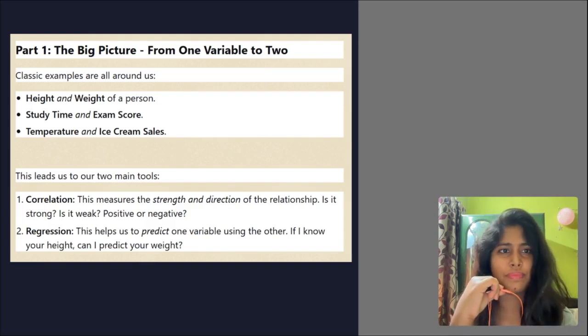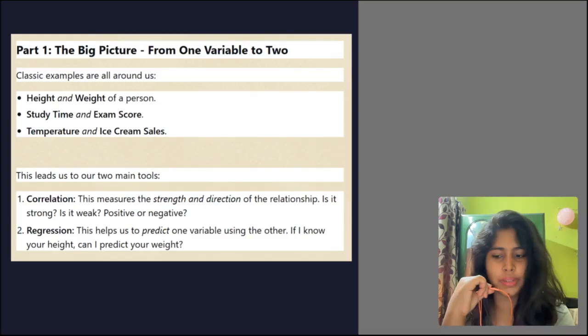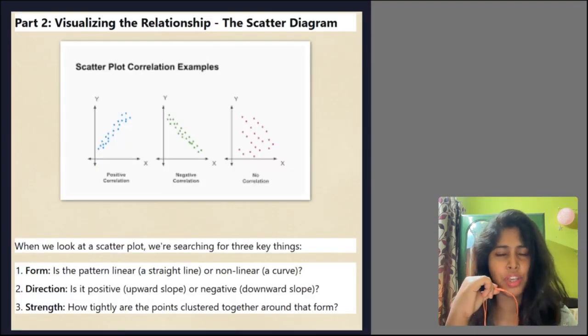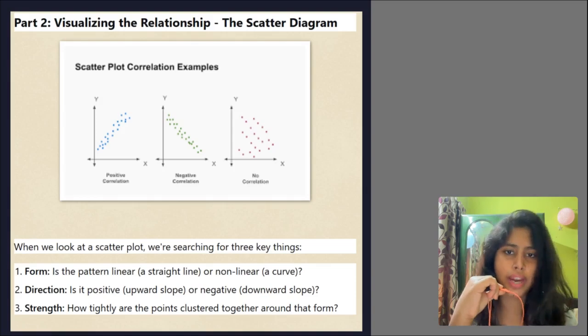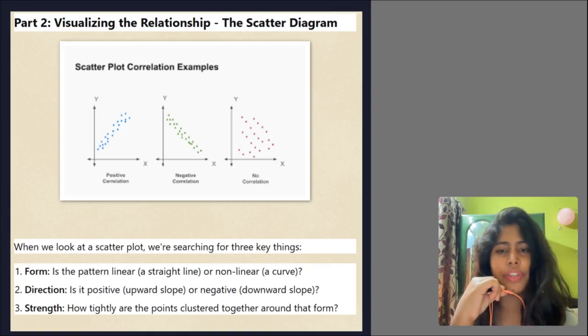Okay, coming to the next slide. Part 2. The visual. Your first step should always be a scatter plot. Before you calculate a single number, you must look at your data. The best tool for this is the scatter plot, as you can see in the graph. Each dot on this graph represents one pair of measurements. When you look at a scatter plot, you are looking for three things.